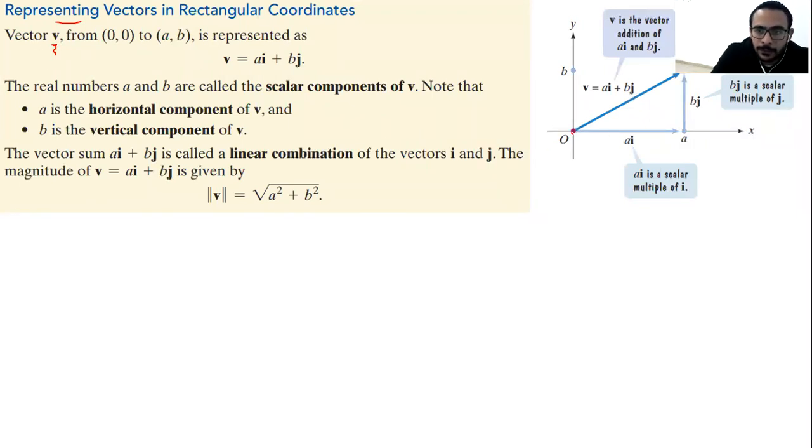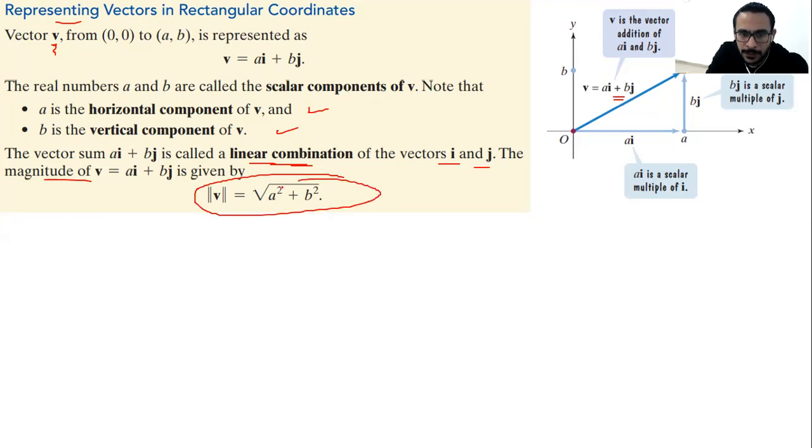Vector v from (0, 0) to (a, b). Here, vector v can be written as ai plus bj. I know that you studied this all in physics. The real numbers a and b are known as scalars, or components of v. a is the horizontal component and b is the vertical component of v, and ai plus bj is called the linear combination of vectors i and j, and the magnitude is the square root of a squared plus b squared.